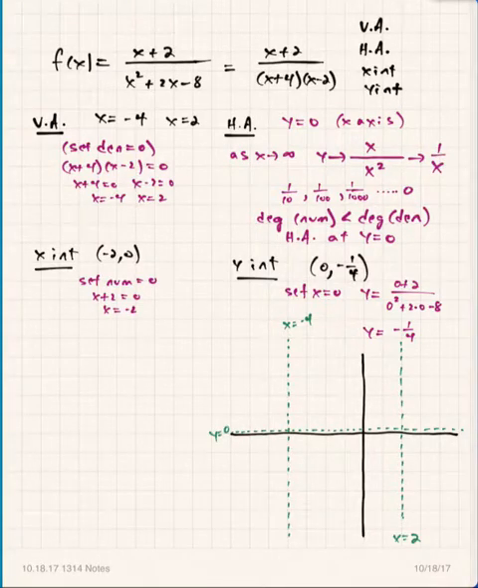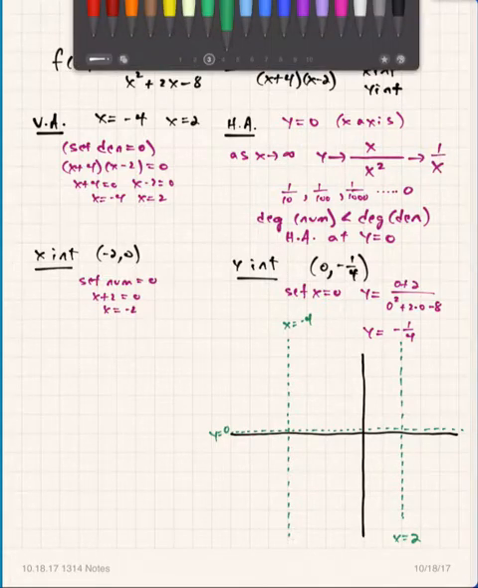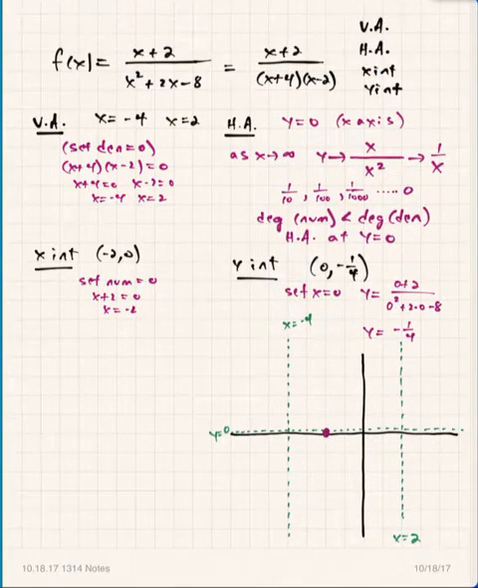We have intercepts. We have an x-intercept at (-2, 0). So we have an x-intercept right here. Notice that is on the horizontal asymptote. So this graph actually crosses its horizontal asymptote. And we have a y-intercept at (0, -1/4), right in there.